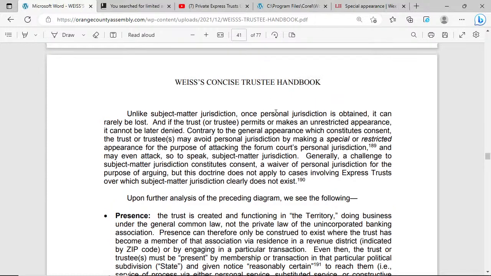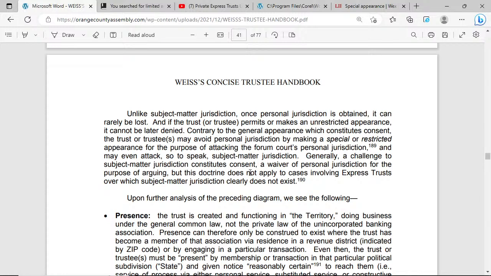Unlike subject matter jurisdiction, once personal jurisdiction is obtained, it can rarely be lost. And if the trust or trustee permits or makes an unrestricted appearance, it cannot later be denied. Contrary to the general appearance, which constitutes consent, the trust, man, it's crazy. It's like I know this stuff. Now, I knew this way before I read this document, but the trust or the trustees may avoid personal jurisdiction by making a special or restricted appearance for the purpose of attacking the forum court's personal jurisdiction, and may even attack, so to speak, subject matter jurisdiction.